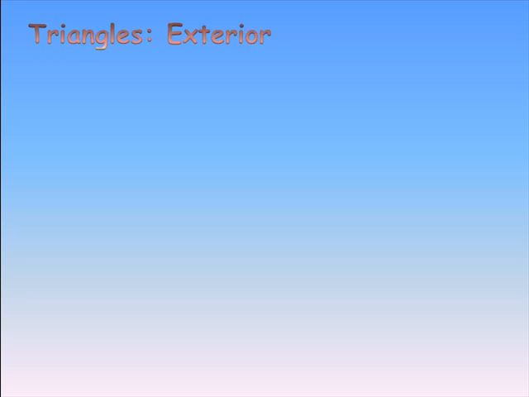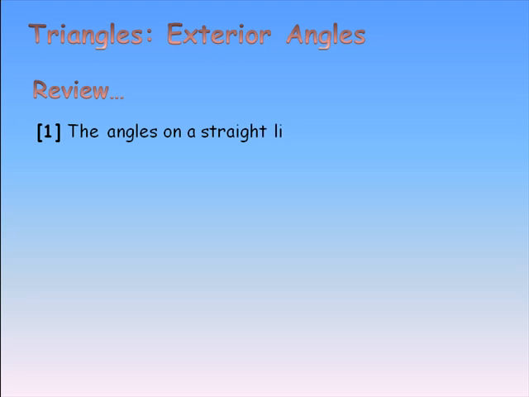Welcome. Today we're going to look at exterior angles of triangles. And the first thing we're going to do is review some of the rules that we already know. The first rule is that we have a straight line and we've divided it into two. The sum of those angles equals 180 degrees. So here I have a line divided into two, and so D plus C equals 180 degrees.